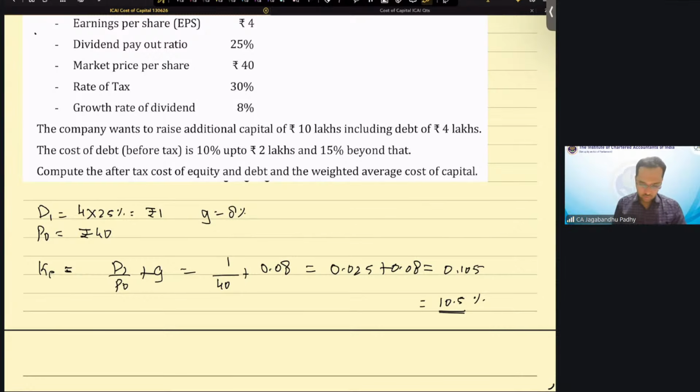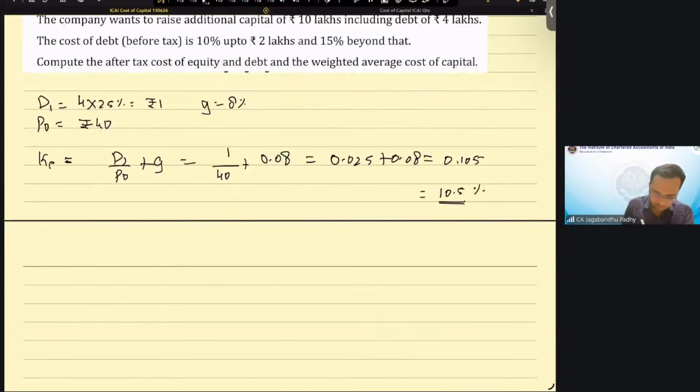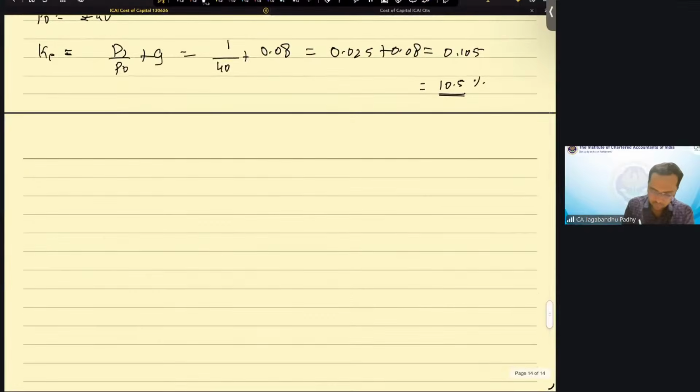Okay. Now we want to raise an additional 10 lakhs, in which you are going to have a debt of 4 lakh. Cost of debt before tax. Now this is something interesting. Before tax cost of debt is 10% up to 2 lakhs and 15% beyond that. So we'll have to get the cost of debt.